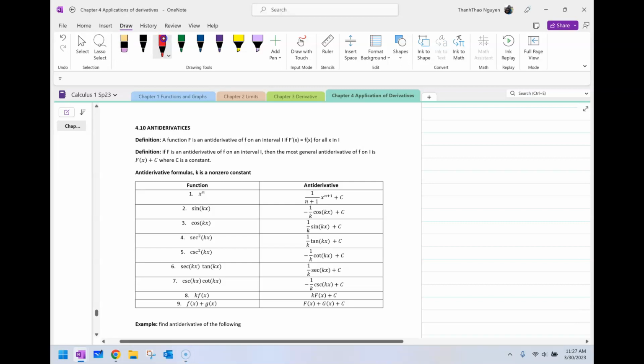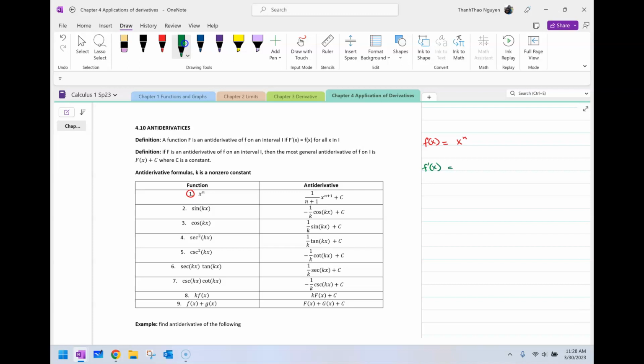For example, let's take a look at the first function. Let's say f of x equals x to the n, and let's recall how we take the derivative. First we multiply by n and subtract 1 from the exponent.